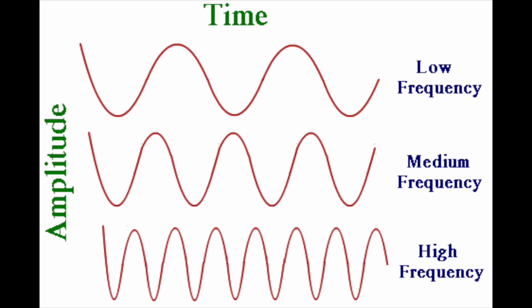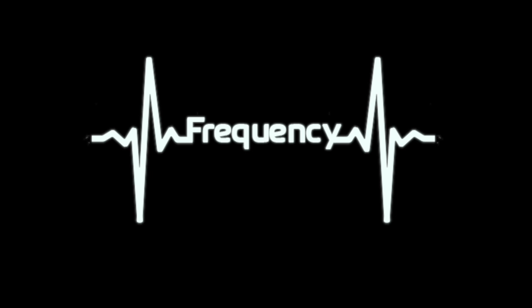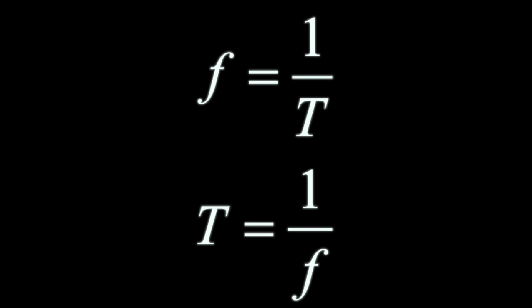Wave speed is measured in meters per second. The frequency of a wave is the number of cycles per second. Frequency is measured in hertz. The frequency is related to the time period through this equation: f equals 1 over T.